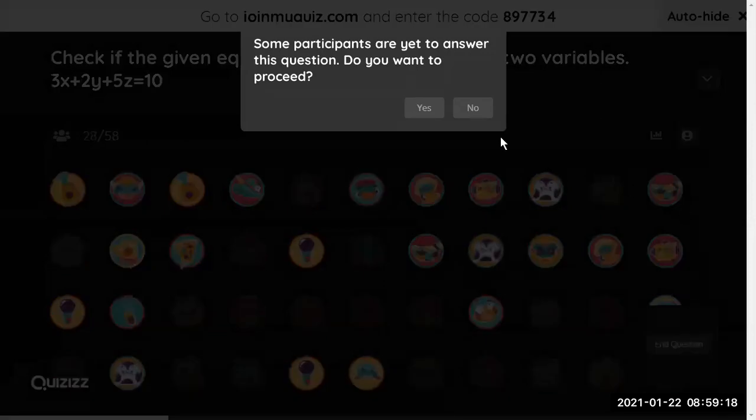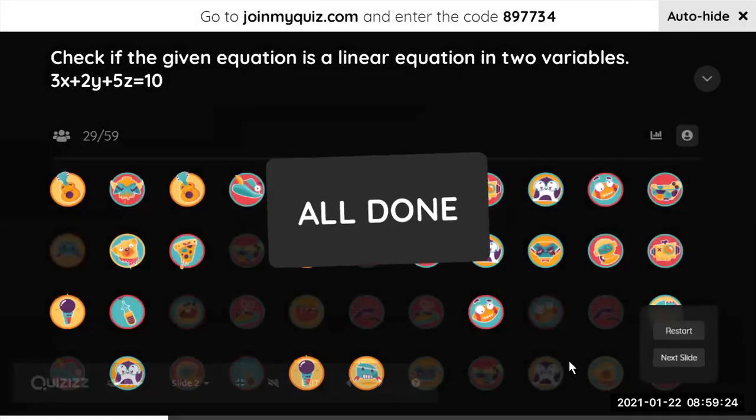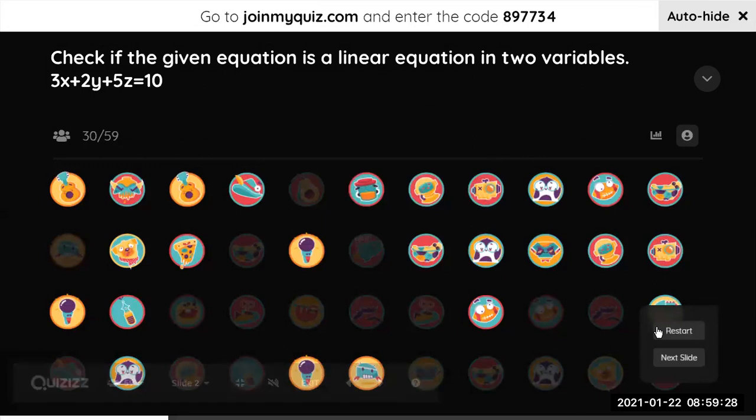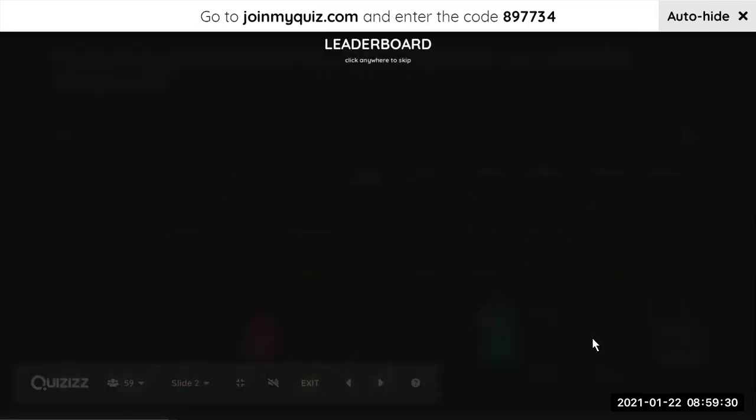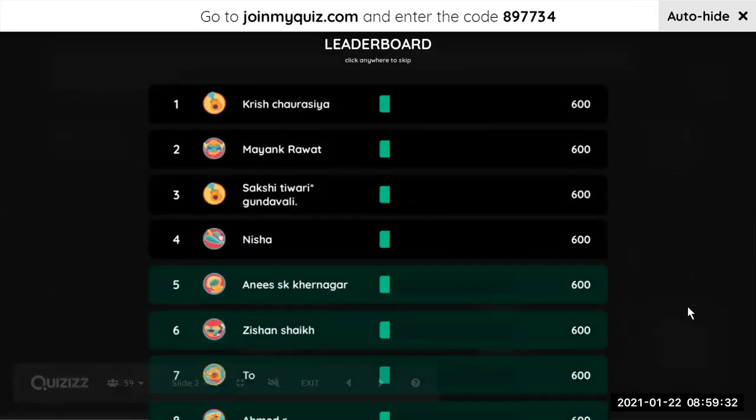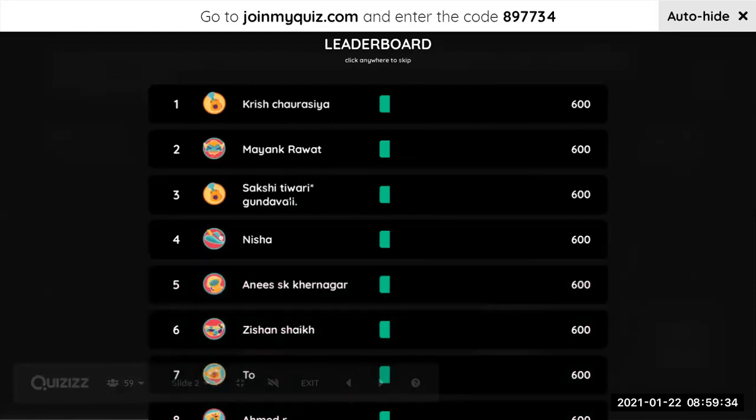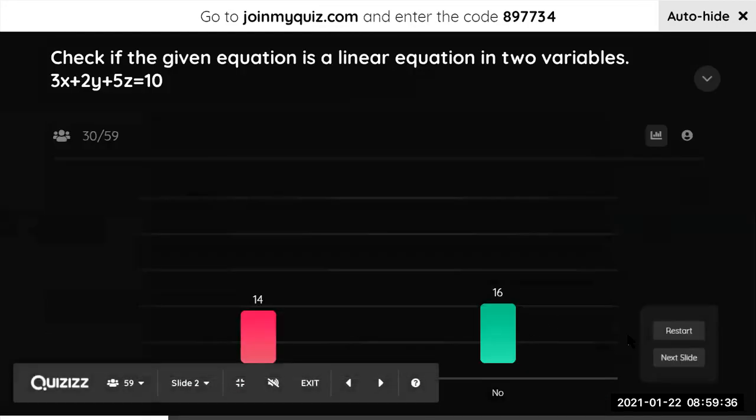Okay, let us look at the answers. Some participants are yet to answer this question. All right, so here 29 of you have answered. I won't give much time because we need to do so many questions. So Krish, Mayank, Sakshi, Nisha, Anis, you have got it. 16 of you have got it right.